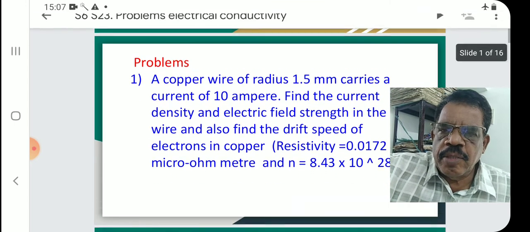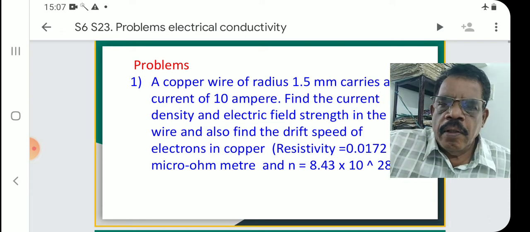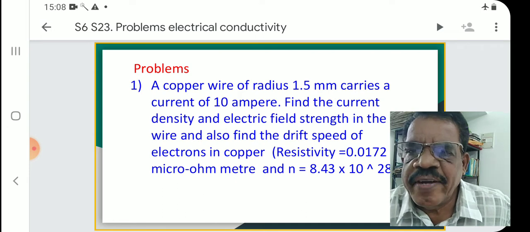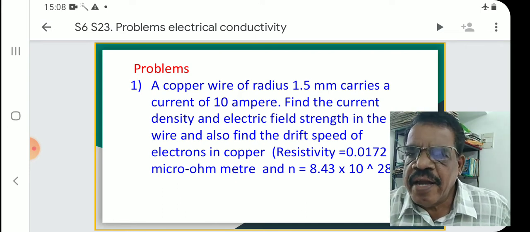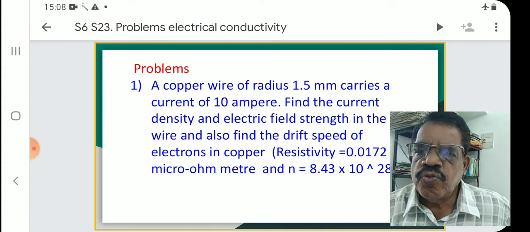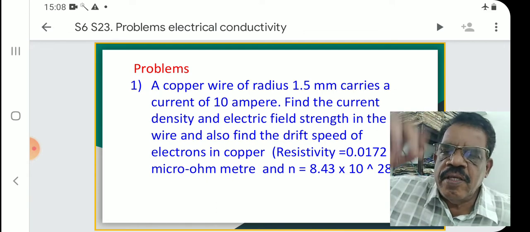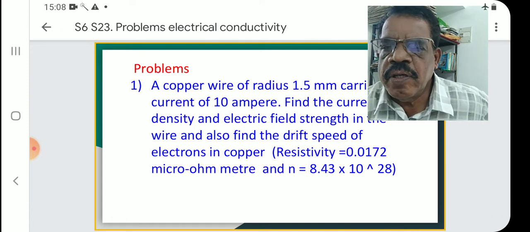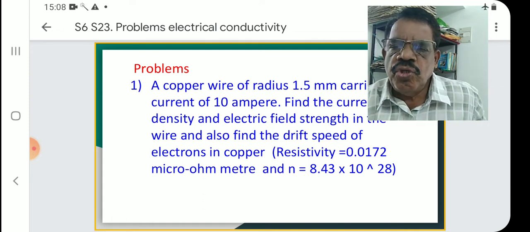And here is the first problem. I shall read the problem. The first problem. A copper wire of radius 1.5 millimeter carries a current of 10 ampere. Find the current density and electric field strength in the wire and also find the drift speed of electrons in copper. Resistivity is equal to 0.0172 micrometer and N equal to 8.43 into 10 raised to 28.